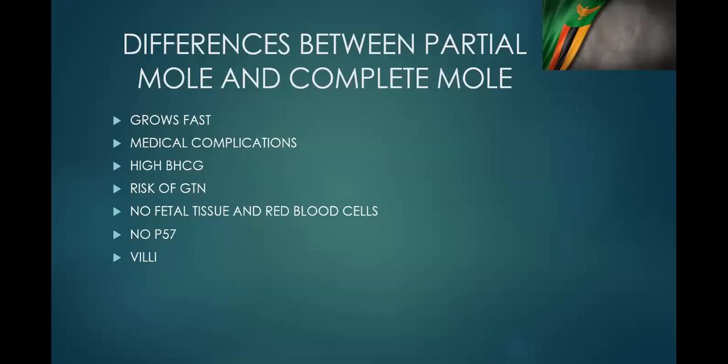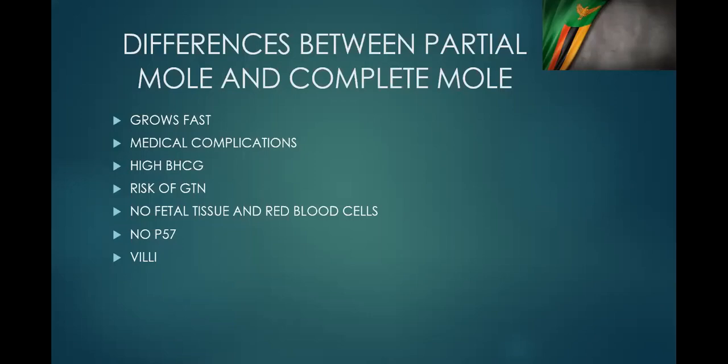Of course, we already talked about how partial moles will have fetal tissue there, fetal red blood cells, and maybe some amniotic membranes. When you look at complete moles, there's no fetal tissue at all. You just see all these vesicles, which are like villi. When you look at the placenta, there are villi there, encroached in the maternal circulation, getting all those nutrients. But all these villi are now hydropic.